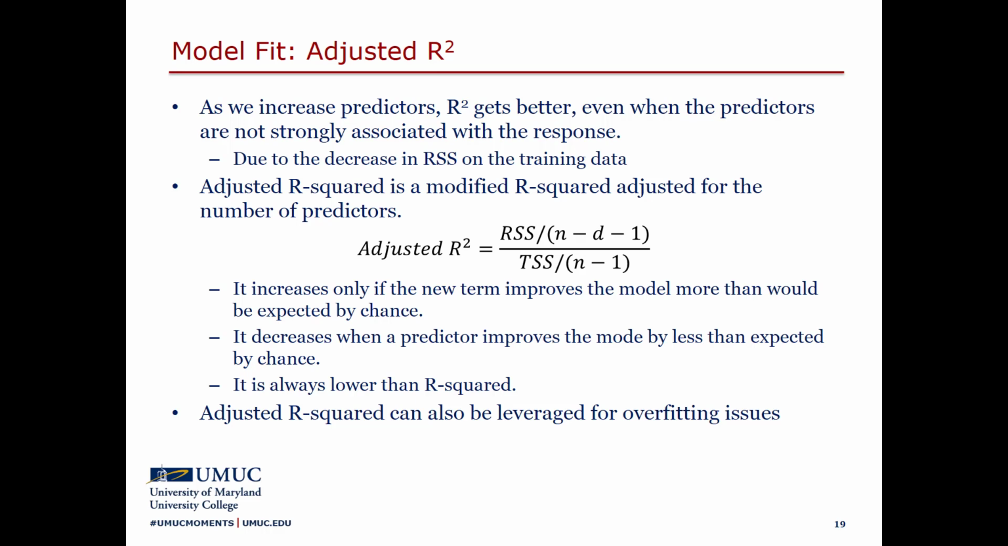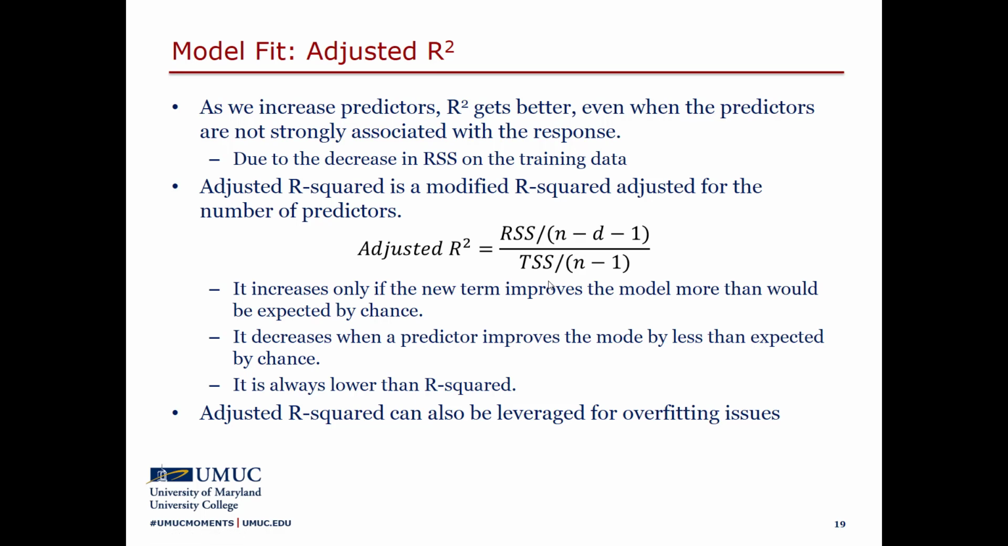So there is another one called adjusted R squared. You need to use adjusted R squared in a multiple regression setting. It is a modified R squared adjusted for the number of predictors. This is the formula, and the only difference here is we are taking into account the number of predictors, both in the residual sum of squares and the total sum of squares.